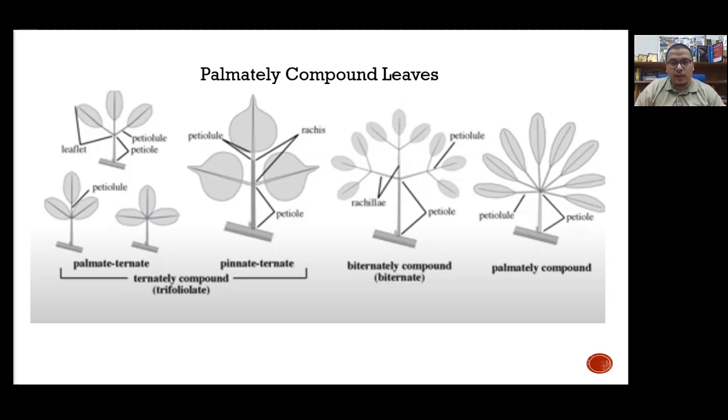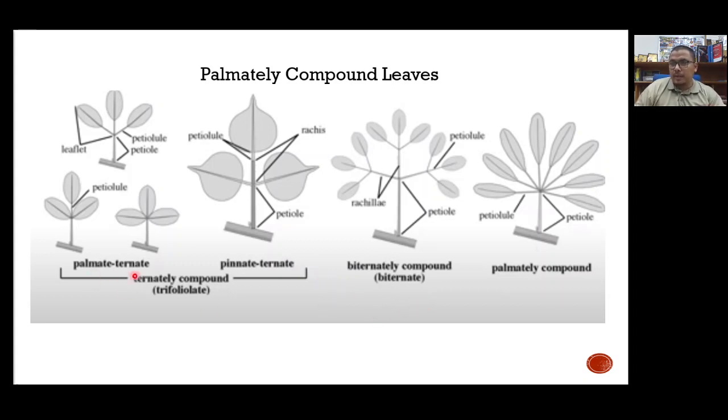On this slide you're going to look at what we call palmately compound leaves. They are palmately compound because they look like a hand. There are all kinds of different palmately compound leaves, just like there are different kinds of pinnately compound leaves. Again, we are not going to read so much about the differences, we are just going to call them all palmately compound leaves.